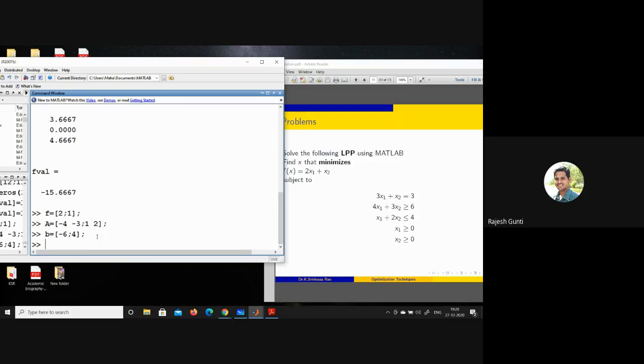Equality constraints. A equality is 3, 1. Only one equation. B equality is only 10. No issue. Lower bound shall be 0 semicolon 0.